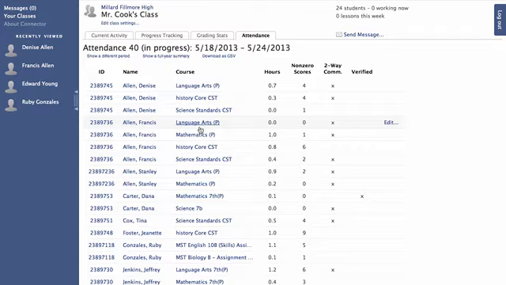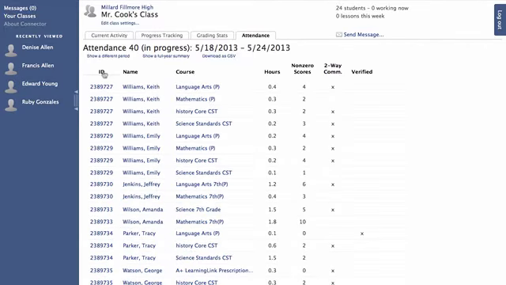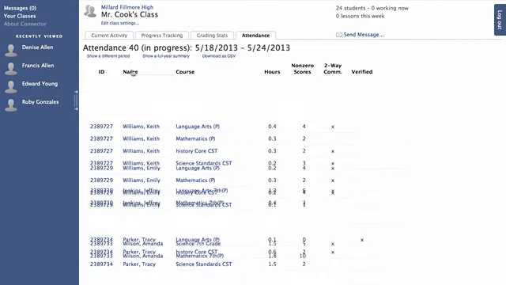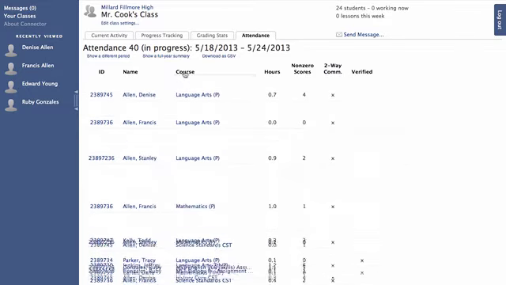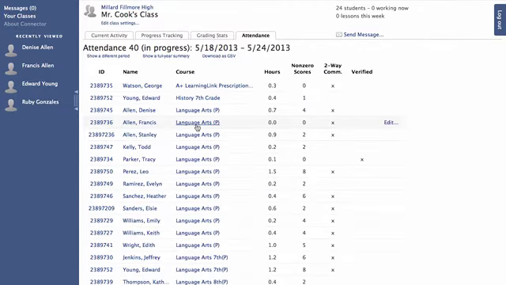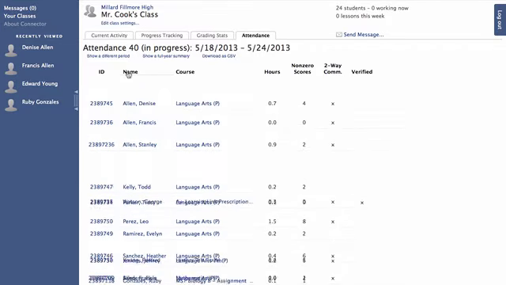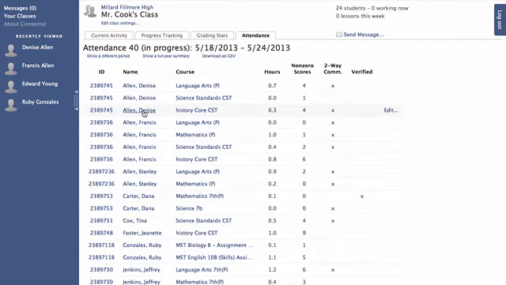You can sort by each of the columns, which may need a little bit of explanation. This is the student's ID number from the SIS, and then of course the student's name. Each course that the student is in, and we can sort by that to see all the students in a particular course together, or back to name to see all of a single student's courses together.